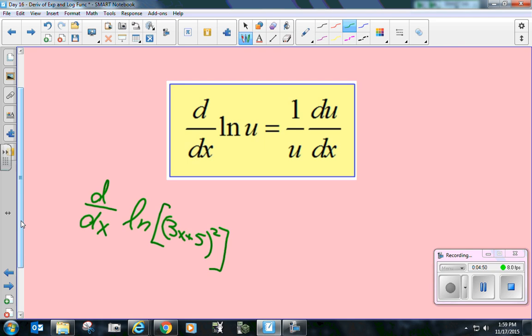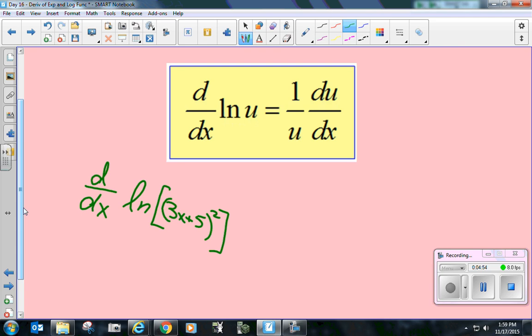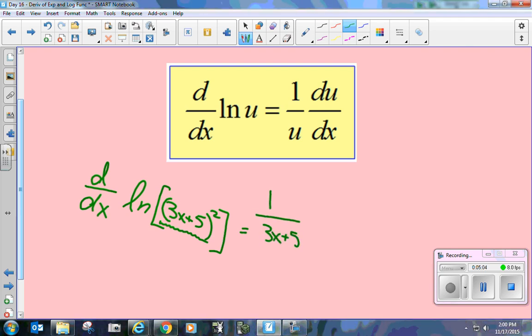Okay? So how do I write that? Well, yeah, it's 1 over... What's my u? This right here is my u right now. So the derivative is 1 over that, 1 over 3x plus 5 squared times the derivative of u. That's the chain rule. The 2 comes out front, I drop the exponent by 1, right? And then times the derivative of the inside.